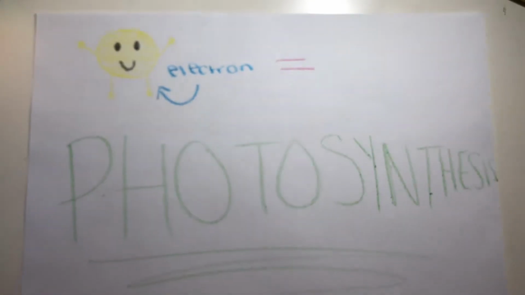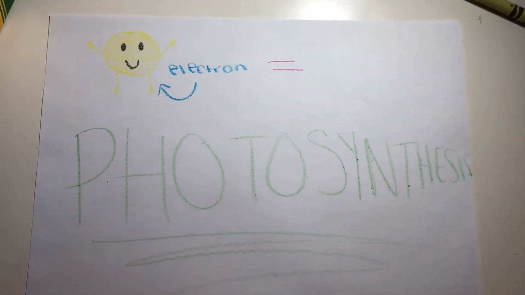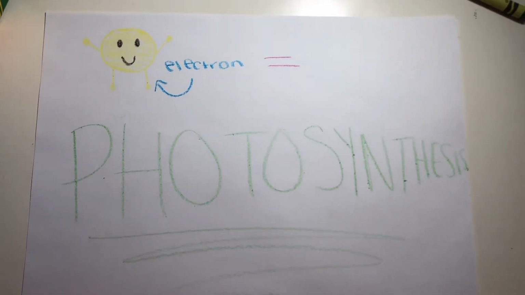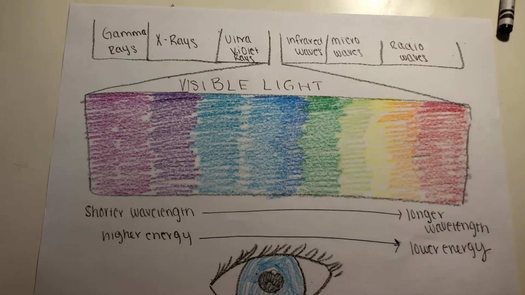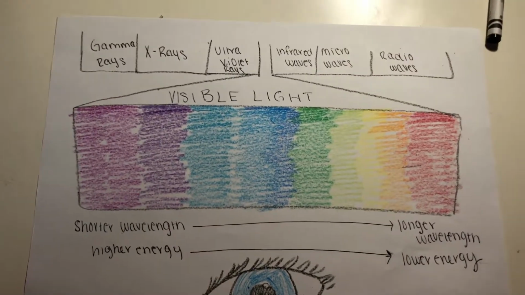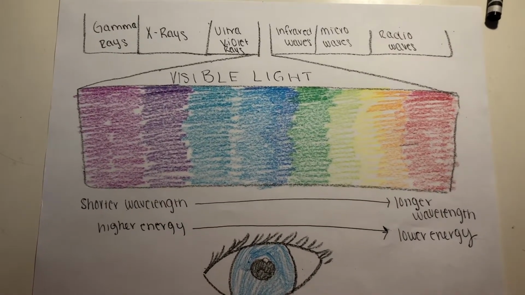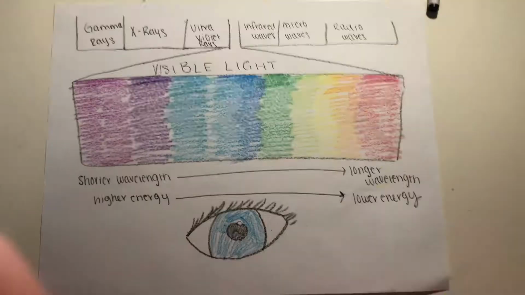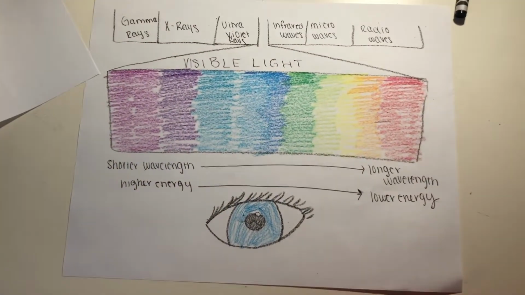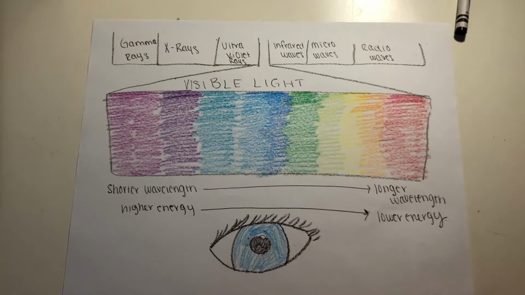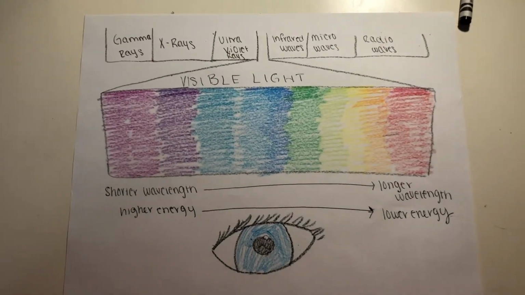As an electron, I am heavily involved in photosynthesis. Before I start on the process of what I go through, called light reactions, I'm going to tell you a little bit about light. Light is an electromagnetic wave that can be seen by the human eye. Visible light exists from wavelengths, the distance between crests of electromagnetic waves, of about 380 to 750 nanometers on the electromagnetic spectrum, which is the entire range of radiation.